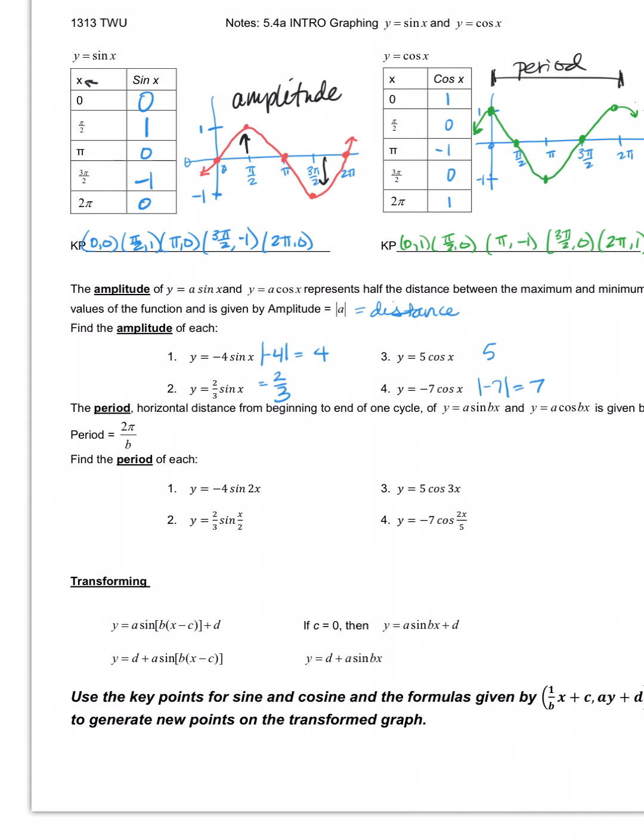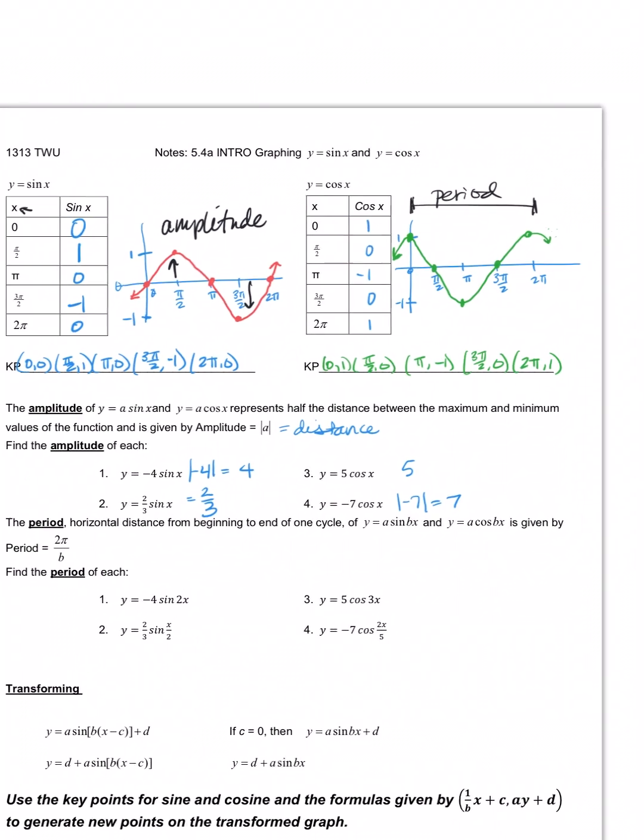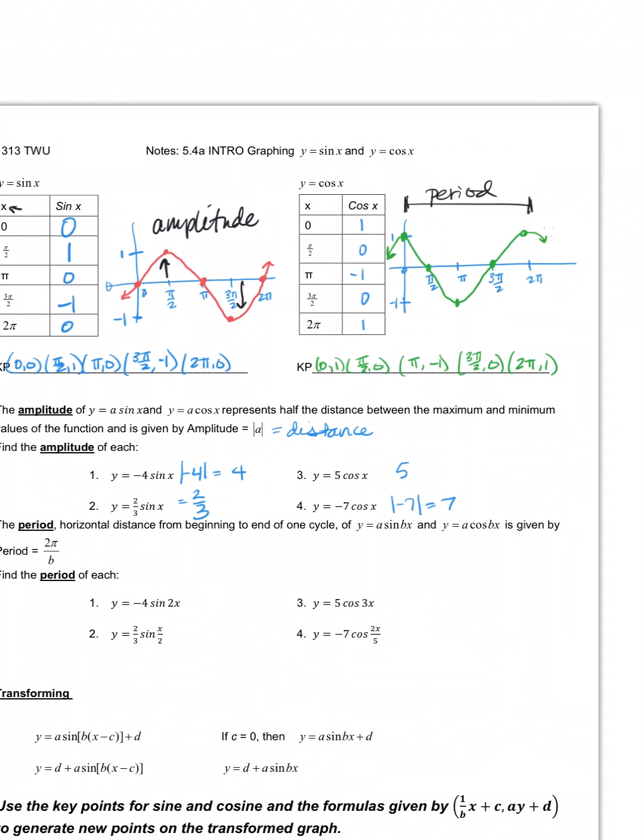All right, now, period. Come back to our graph for a second. We said over here on cosine, it takes from 0 to 2 pi to complete one cycle. How long does it take on sine? Same thing. It has to go up and down to complete a cycle, so it takes all the way to 2 pi. Both of these have a period of 2 pi. That's how we group them together.